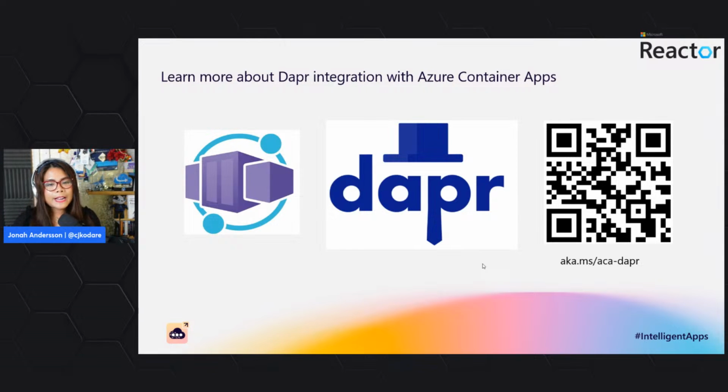Then once you have that, you can do both and integrate them together for a better result in terms of building a great microservices implementation in your projects. So there's a good learning path or documentation under this QR code, aka.ms/ACA-Dapr, that gives you an overview about how it works with Container Apps and Dapr integration.